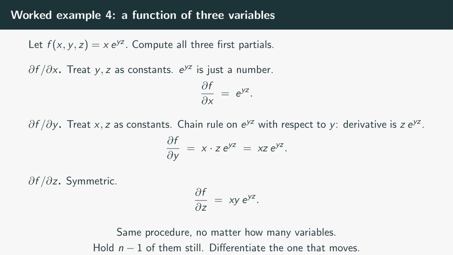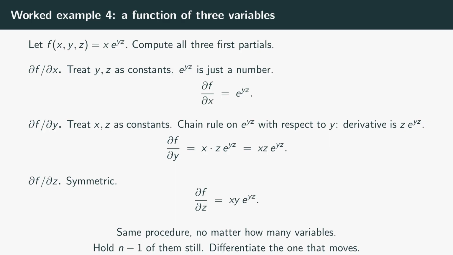Nothing about partials cares whether you have two variables or 200. To prove the point, here is 1 and 3. Let f of x, y, z equal x times e to the yz. Compute all three first partials. Partial with respect to x, y, and z are constants, so e to the yz is just a number. The derivative of x times that number with respect to x is the number itself, e to the yz.